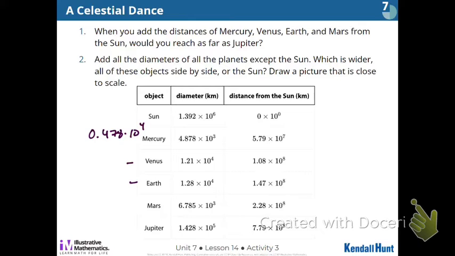So for Mars, again, I need to increase it, so I need to decrease. 6785 times 10 to the 4th. And then Jupiter, I need to get rid of one of these factors of 10 by putting it over here. So it's 14.28 times 10. Which one did I miss on Mercury? Oh, 4878. Thank you for bringing that up.